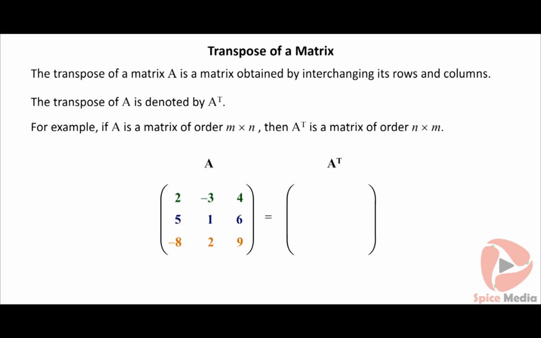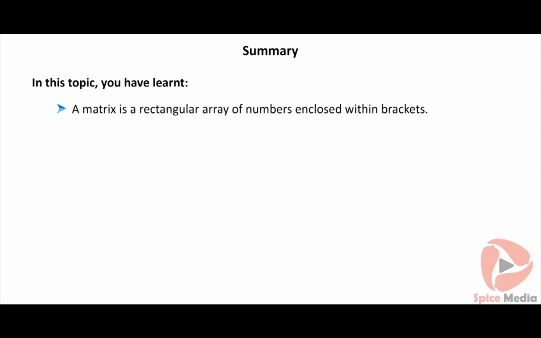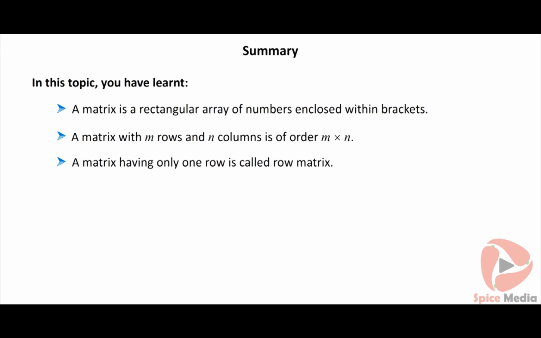For example, if A is a matrix of order m by n, then AT is a matrix of order n by m. In the given matrix, if we write the first row elements as the first column elements, the second row elements as the second column elements, and the third row elements as the third column elements, we get the transpose of the matrix.